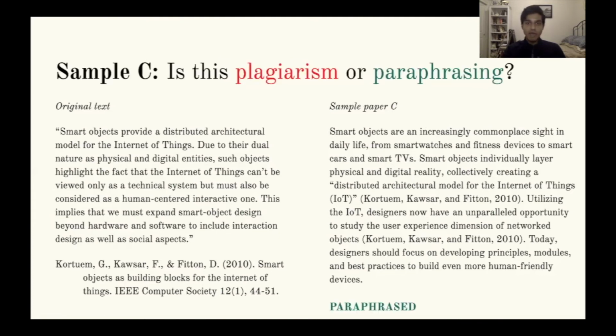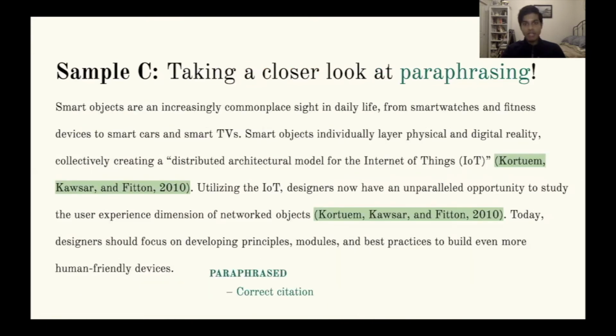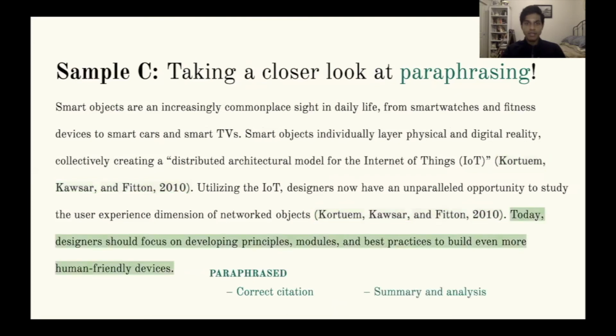So here we finally have a good example of paraphrasing. There are a few ways we can tell. First, the writer has included complete citations in the correct format wherever they are necessary. Second, they have summarized and analyzed the information from the source. For example, they draw from information in the source to arrive at their own conclusions.